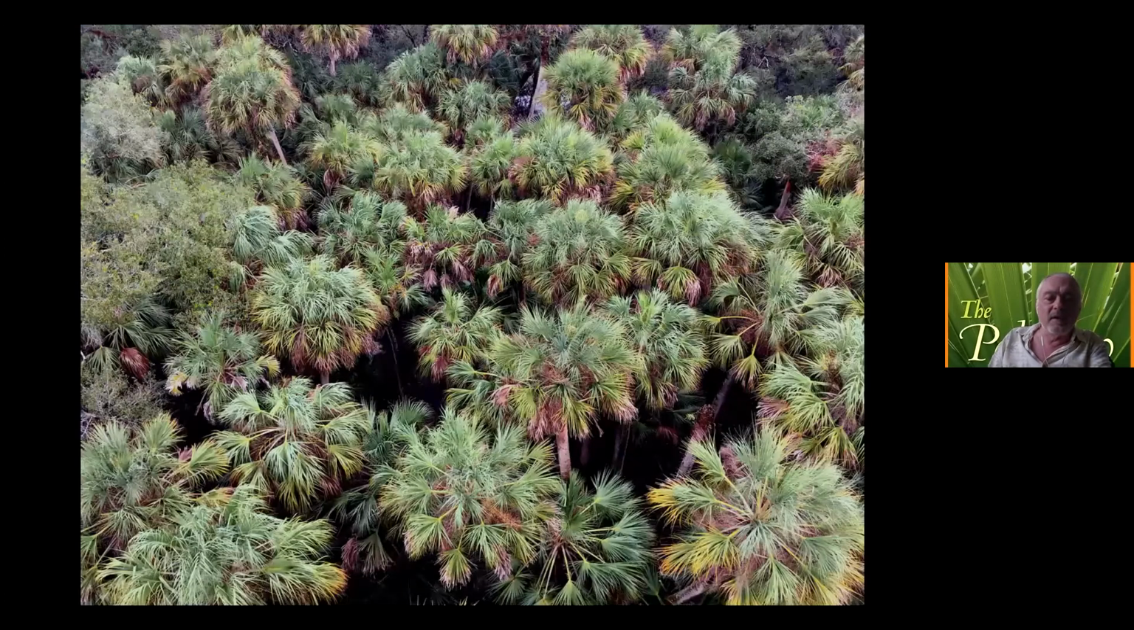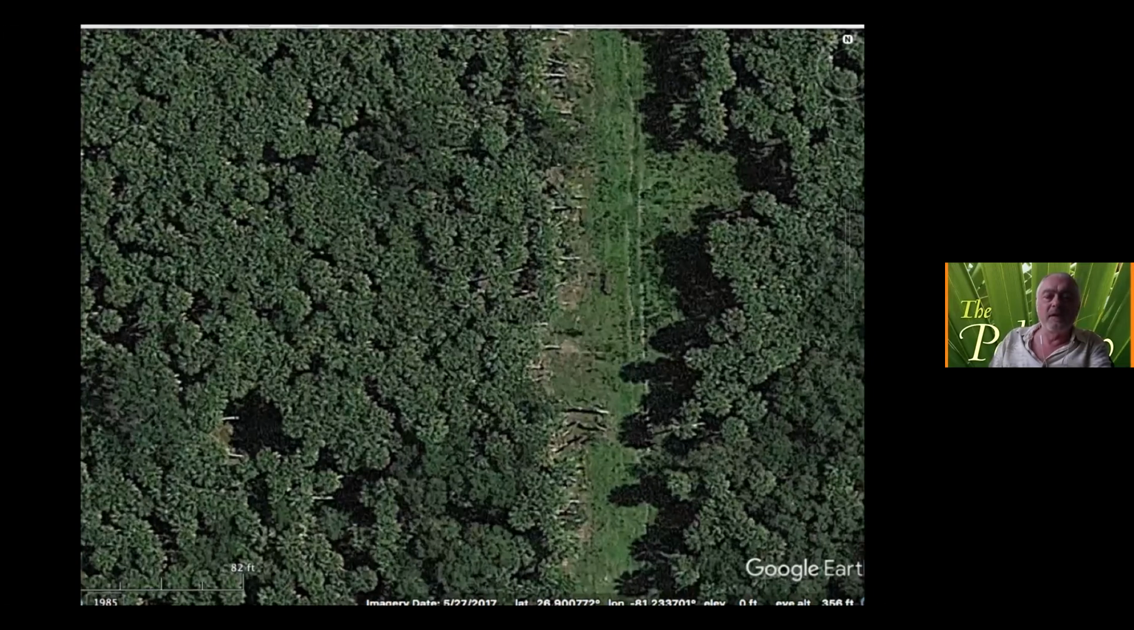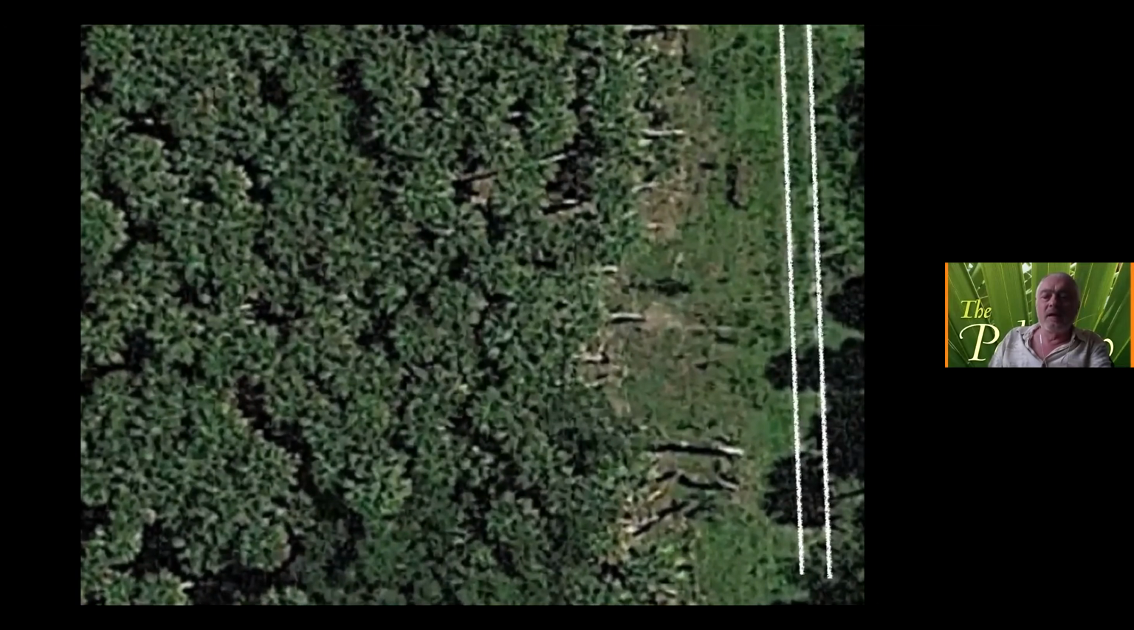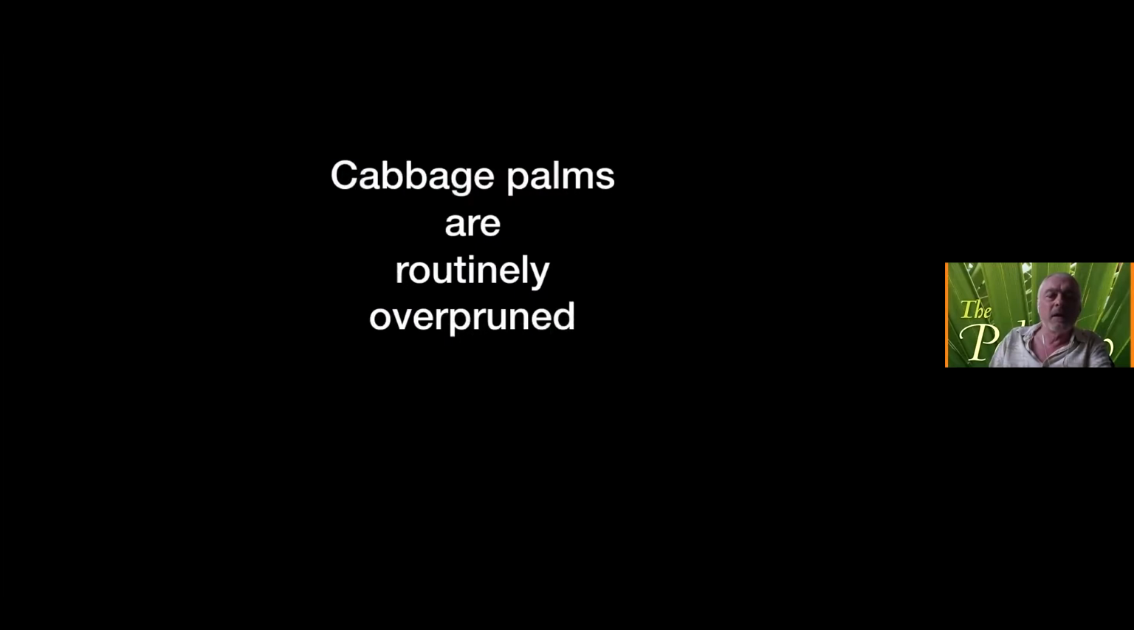This is from the Mayaca Canopy Walkway. And you can see there's not a lot of gaps there. And this is a place called Boar Hammock. And you can see 2 lanes, the 2 tire tracks. And that's the density of the cabbage palms. There's very little sunlight reaching the ground under there. So the point is, if you plant cabbage palms close to each other, you can create as much shade as people can tolerate. Cabbage palms are routinely over pruned.